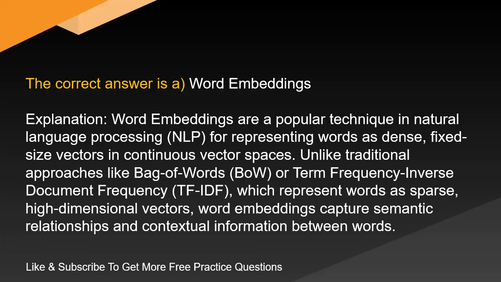The correct answer is A. Word embeddings. Explanation. Word embeddings are a popular technique in natural language processing, NLP, for representing words as dense, fixed-size vectors in continuous vector spaces. Unlike traditional approaches like bag of words, BoW, or term frequency-inverse document frequency, TF-IDF, which represent words as sparse, high-dimensional vectors, word embeddings capture semantic relationships and contextual information between words.